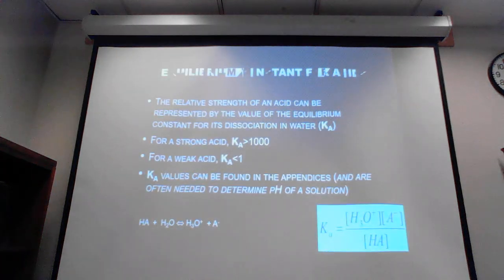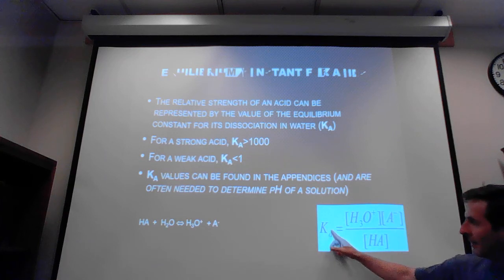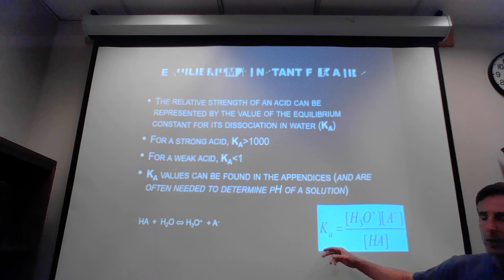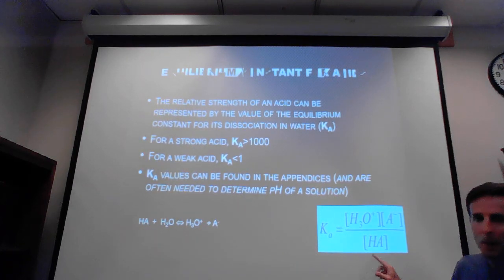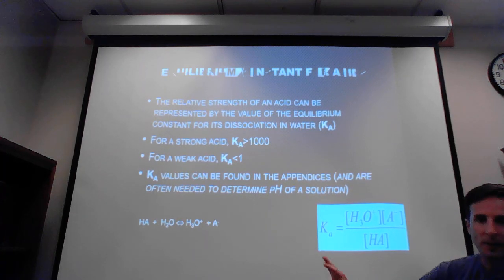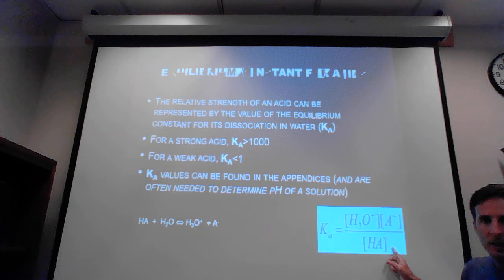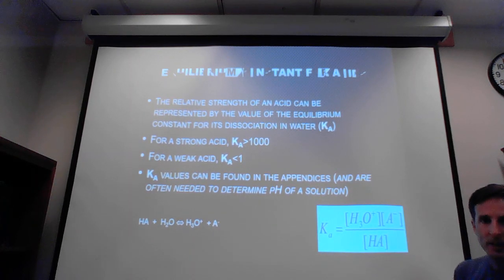And then once you write your reaction, my equilibrium expression, Ka, which is the equilibrium constant for an acid dissociation, equals the products go on top, the reactants go on the bottom, but water is a liquid, so it does not appear in the bottom of my equation. It gets lumped in with the Ka value. All right, so that's the expression I come up with.